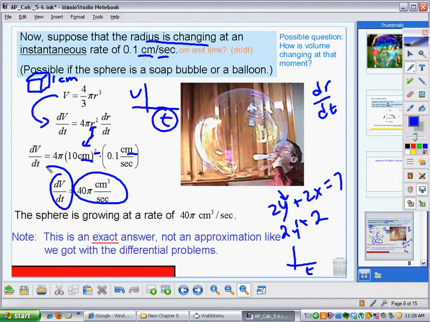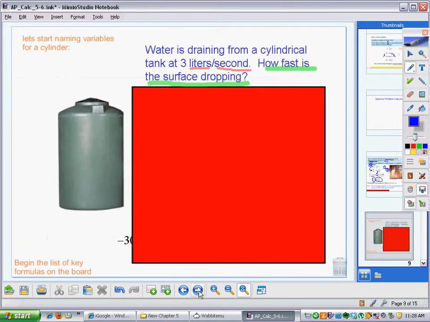Okay, let's do a couple more. By the way, this is an exact answer, unlike a differential, which is an approximate answer, because of this word instantaneous. It's happening at that instant. Are we going to do average too? Yes, we're going to tie all that back in together later.